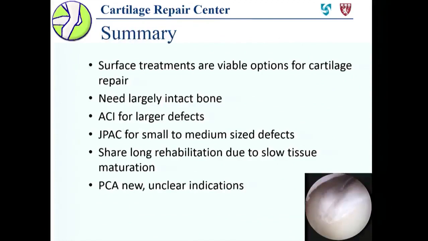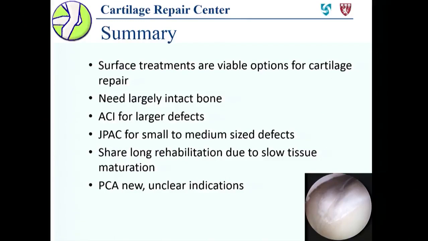So in summary, the surface treatment options are still viable options for cartilage repair. It doesn't always have to be an osteochondral autograft or allograft. However, you do need intact bone. So none of these things work if you put it on a broken foundation. ACI overall has the longest track record. Tom Minas will tell you more about ACI in the next talk, but that's mainly for larger defects. The particulated allograft tissue seems to create a niche for itself in the smaller to maybe mid-sized defects up to about 4 square centimeters.